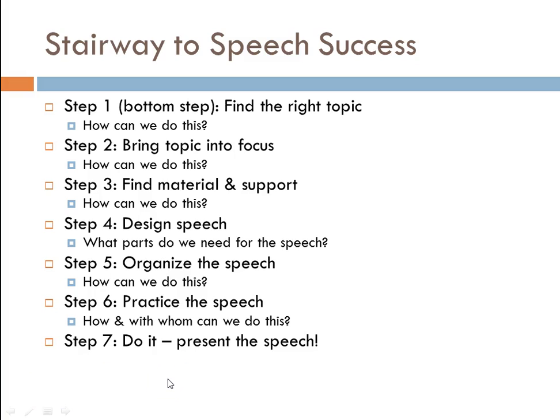Now, what I have here is what I call the stairway to speech success. So if you could think of this as a flight of stairs. The first step that we're going to take is that very bottom step, and that's going to be how to find the right topic for you. And we'll discuss how to do all these things in just a moment. The second step is going to be how to bring that topic into focus. And then the third step up is going to be finding material and support for the topic and the points that you'd like to make in your speech.